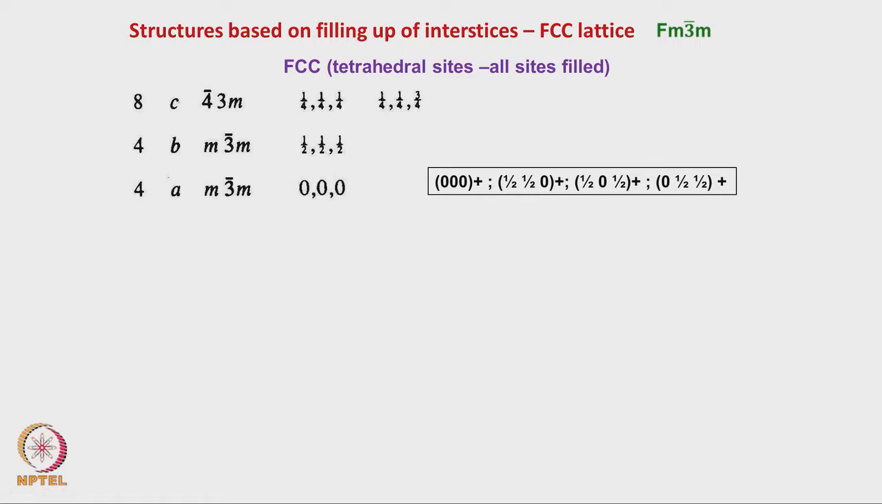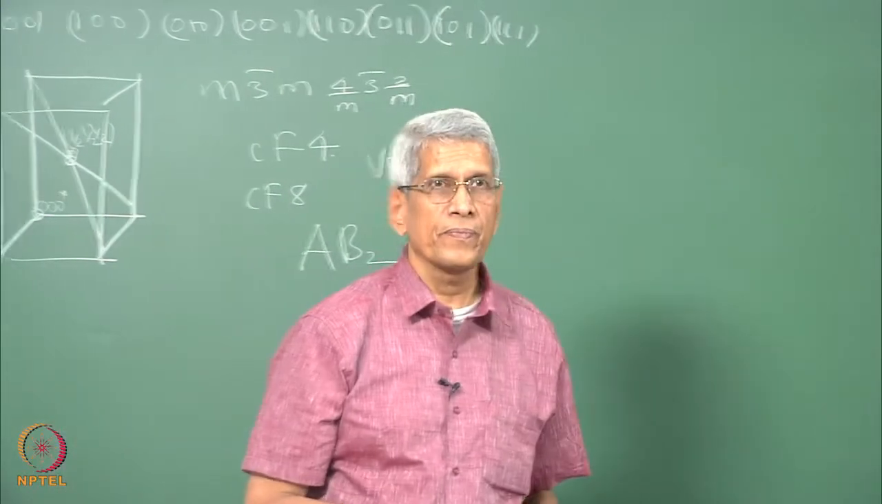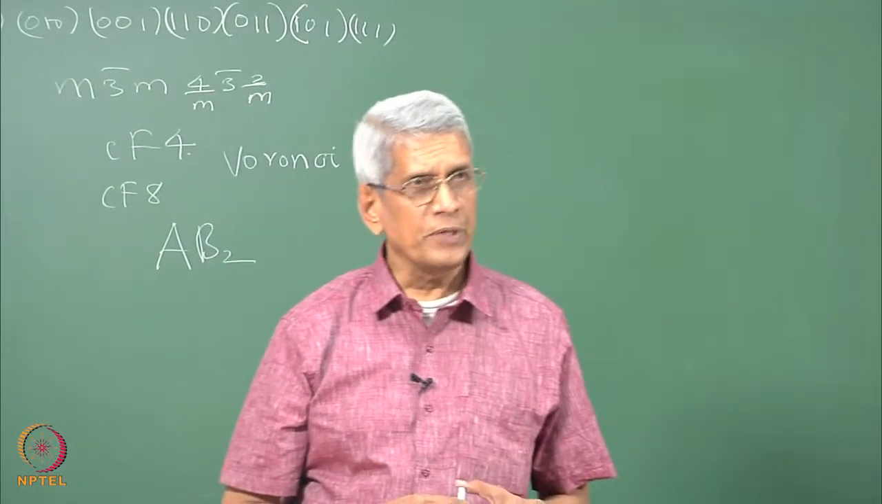Okay. Similarly, suppose we try to fill the tetrahedral lattices, then what is the stoichiometry which this material will have? The tetrahedral positions are C, right? And this is A, 4 and 8. So it has to be essentially AB2 type of stoichiometry which it should have.